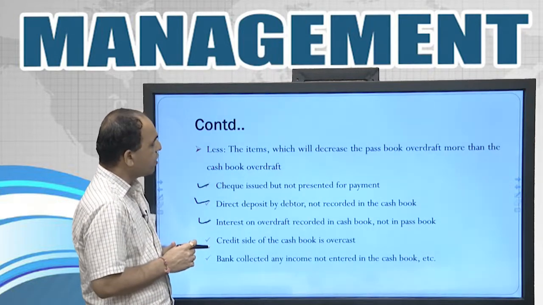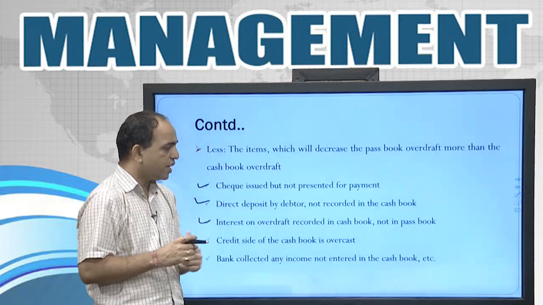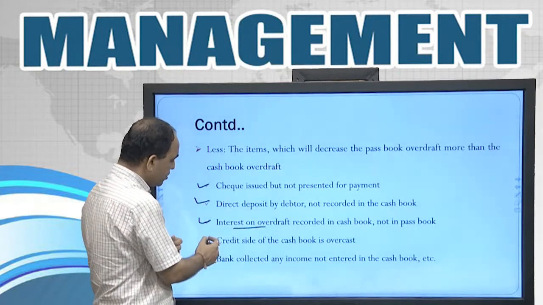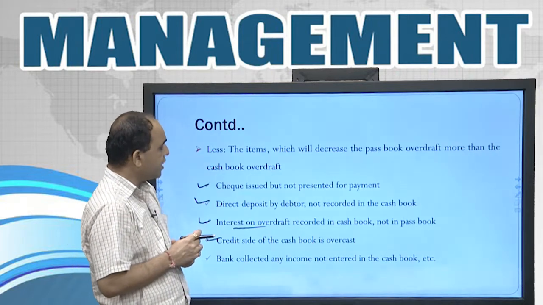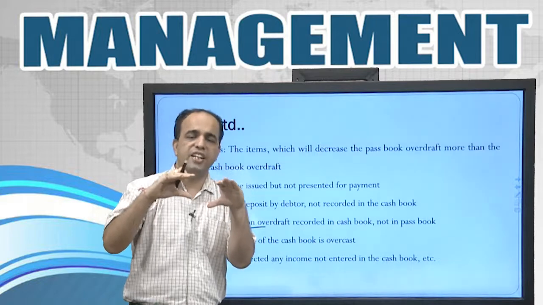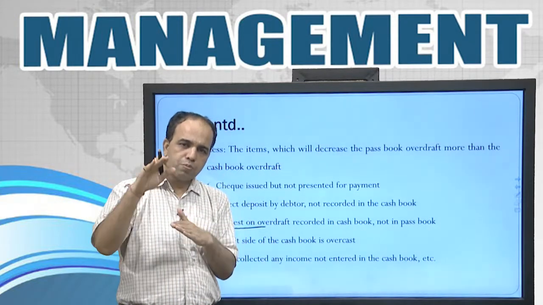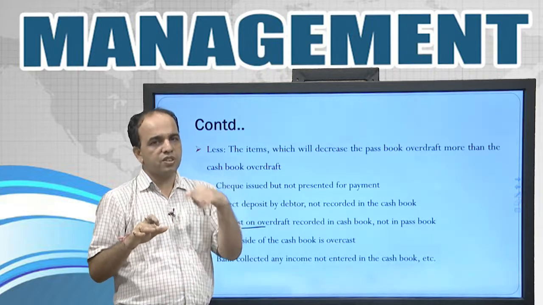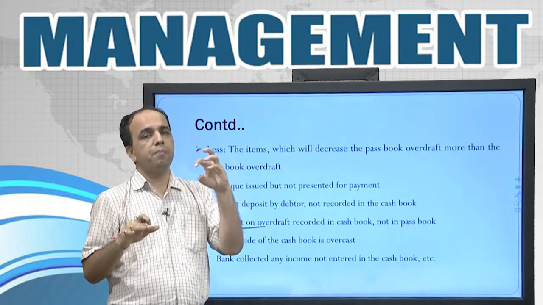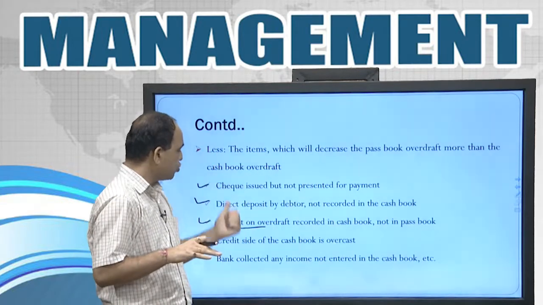Interest on overdraft recorded in cash book, not in passbook, right? So that is also very important, that it will reduce bank overdraft. Credit side of the cash book is overcast. See, this is very logical. If the credit side of the cash book is overcast, it means there would be some amount on the debit side. It means the bank debit balance is increased, so we have to reduce it, that's why it should be deducted.